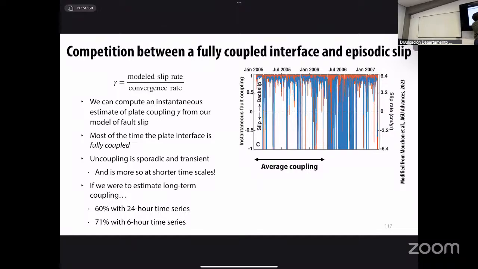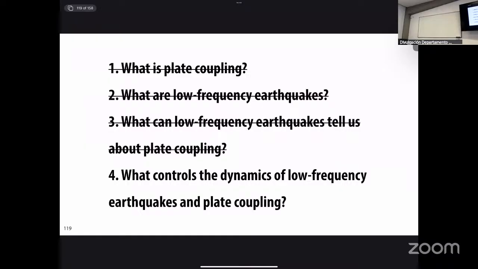But when you average over all of these little transients, even if they only last a little bit of time, you find that you only get 60% coupling when you use a 24-hour time series. And if you go to slightly shorter time scales, that coupling increases. And you get 71% with the 6-hour time series. So, one takeaway might be that partial coupling, when estimated from geodesy, might just be the result of us averaging over long time windows that can't capture the dynamics of what's actually happening on the plate interface.